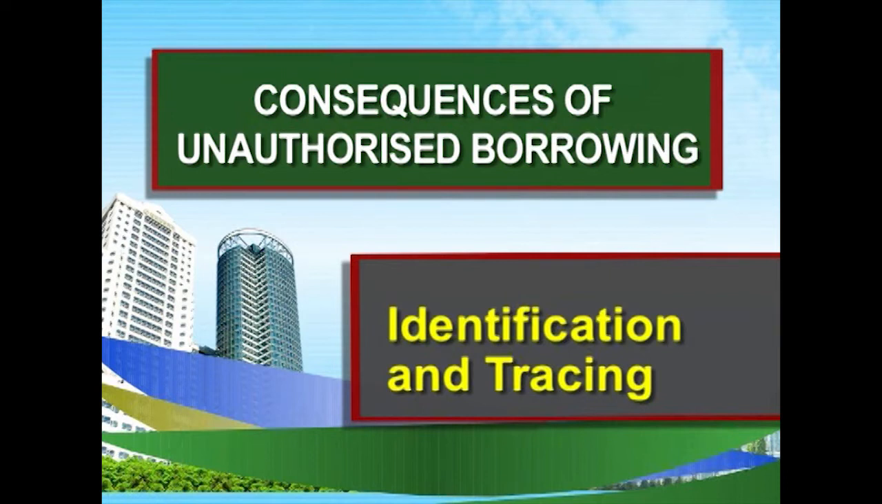Identification and tracing. As long as the money of the lender is in the hands of the company in its original form or its products are still capable of identification, he may claim that money or its products.